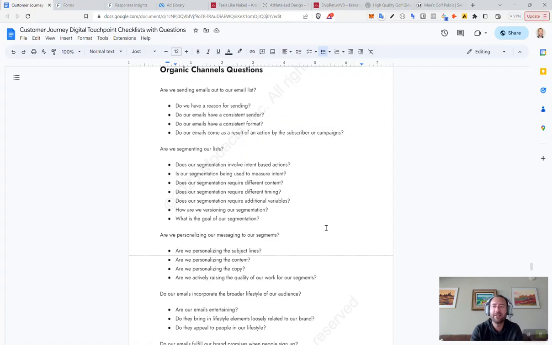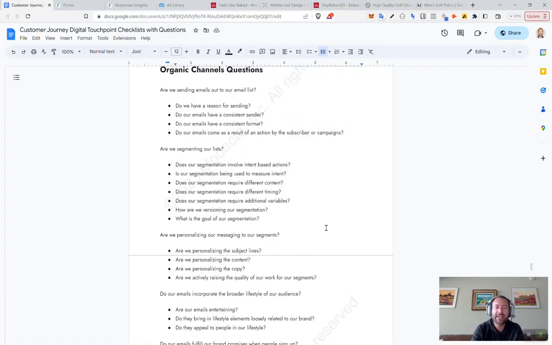Like, that's, as much as people argue with me on this one, we're trying to humanize and we sell people to people, people sell to people. People don't just buy from brands. That's just, it's not the way it works. Are we segmenting our lists? Does our segmentation involve intent-based actions? Is our segmentation being used to measure intent?